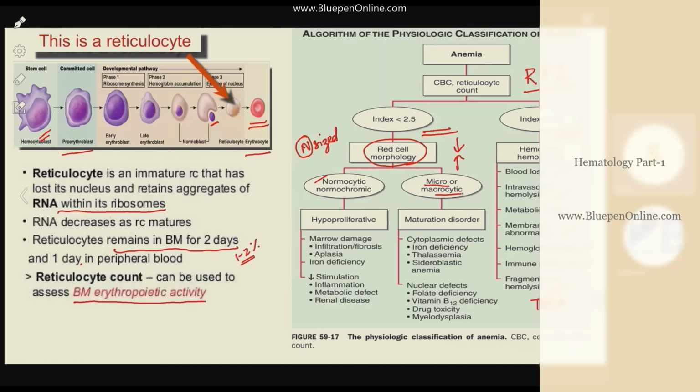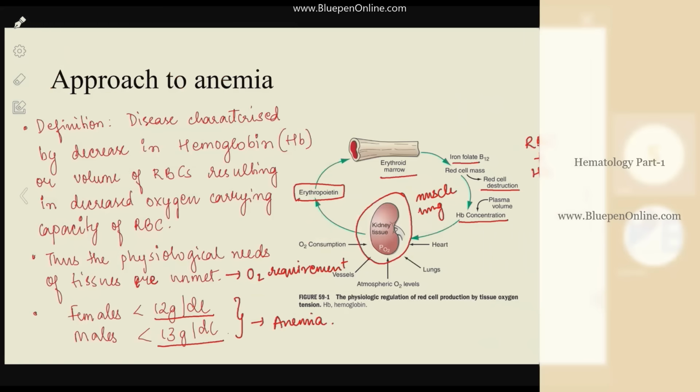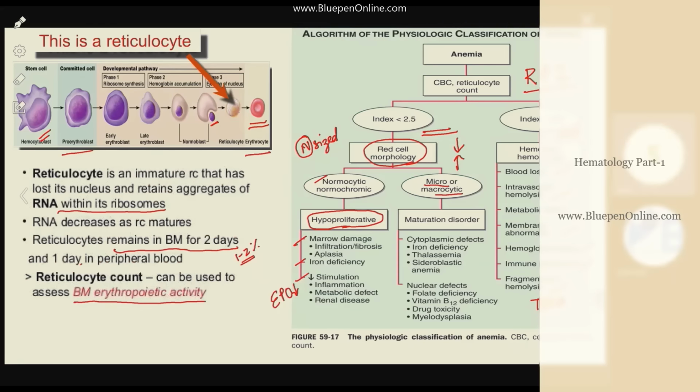So normocytic normochromic anemia is basically hypoproliferative. What do I mean by hypoproliferative? That means the number of RBCs that are produced from the marrow has decreased. So the various causes could be marrow damage, iron deficiency anemia, and decrease in stimulation, that is erythropoietin has decreased. Remember what erythropoietin was? It was the hormone that was produced by the kidney in response to hypoxia to stimulate the marrow. So if erythropoietin decreases, the stimulation will decrease.